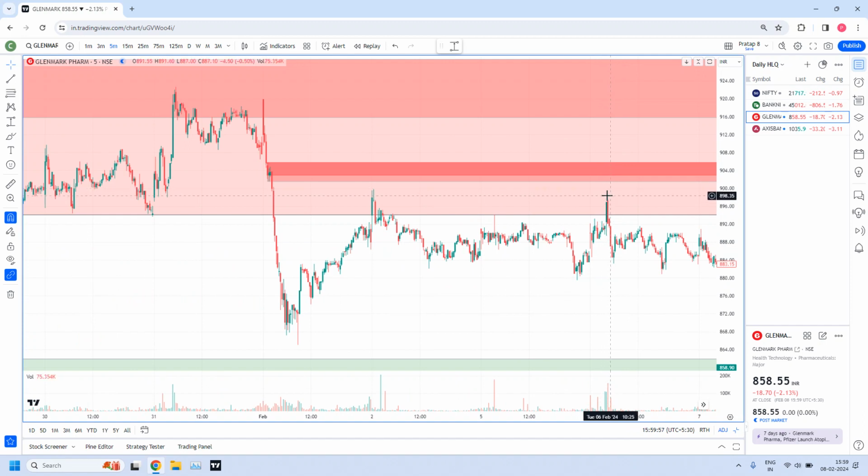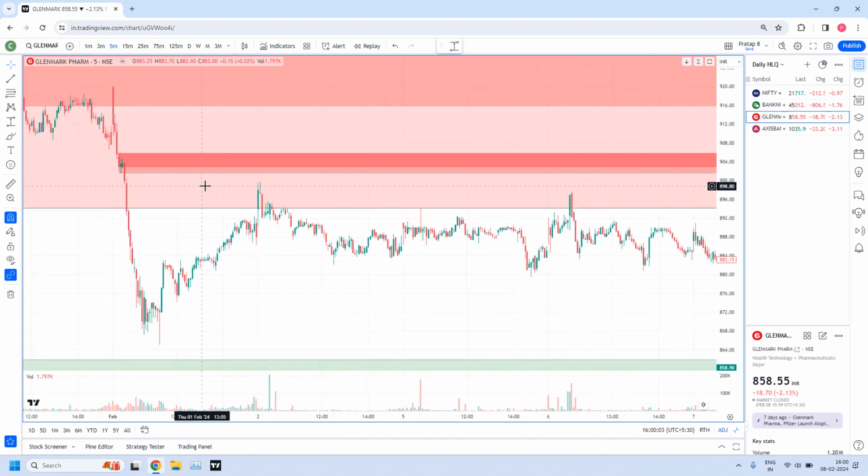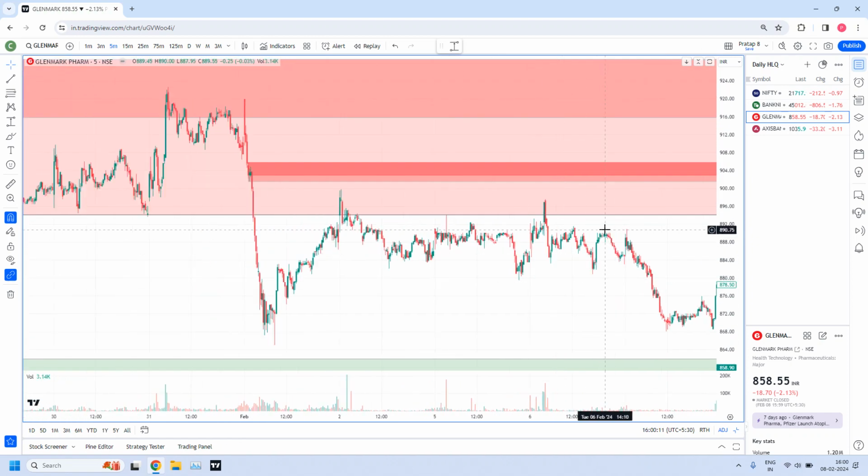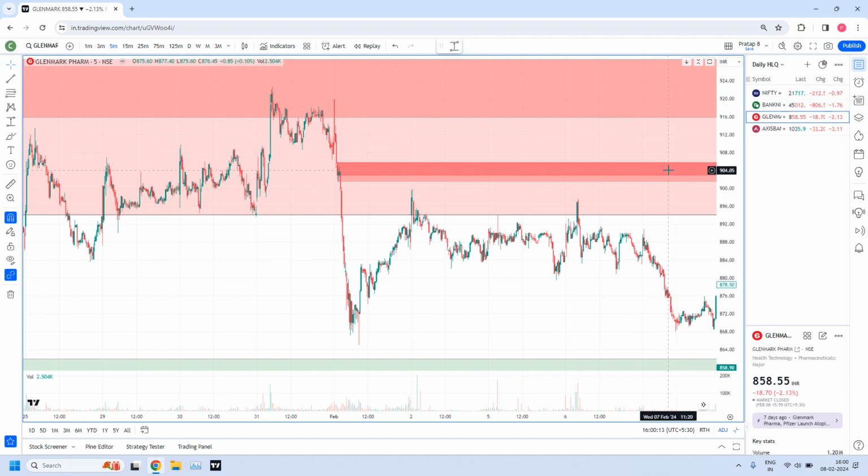See here also, they came near, not very near, but this is near. Why is this not very near? Because here a zone is created: rally, base, drop. And this order flow pushed the prices down. Next time when prices enter into this zone, if you want to take an aggressive trade, you can take.